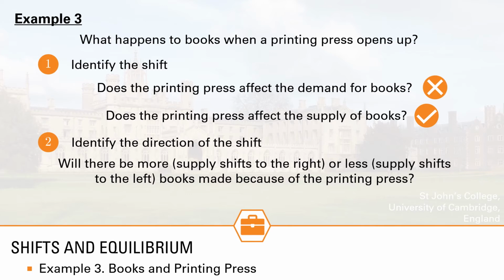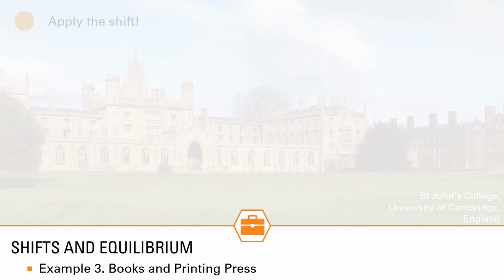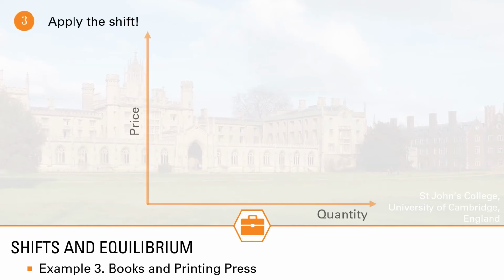And again, we've talked about this. This is technology. What happens when there's technology? Supply increases, right? So more books. Supply shifts to the right. Okay? And now let's move on. Let's apply the shift.